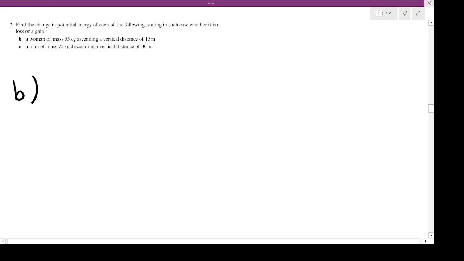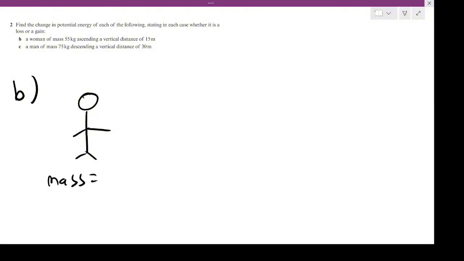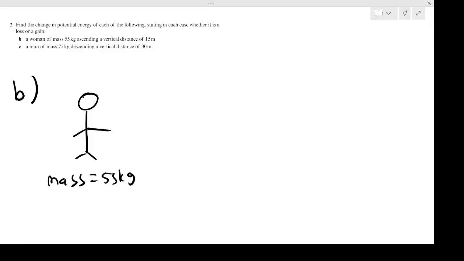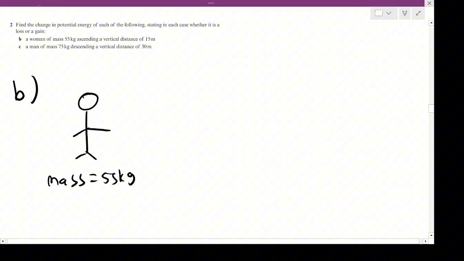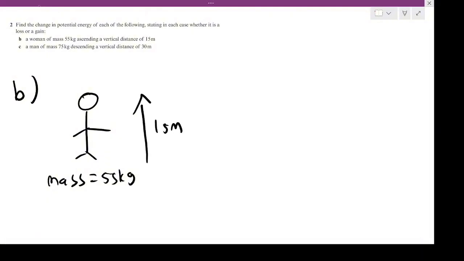If we just draw very simply what's going on here, we have this woman, this little person here. The mass of the woman is 55 kg, and she's ascending, so she's going up 15 meters. She's going to go up like this, 15 meters. That's my height. That's the vertical distance there. So this woman has gone up 15 meters.